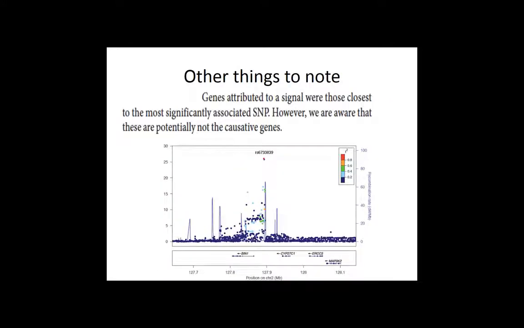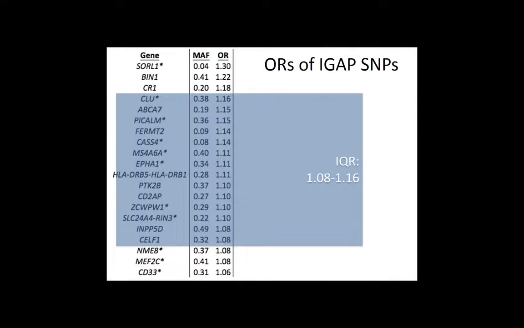And let's see, so this is from the paper. Genes attributed to a signal were those closest to the most significantly associated SNP. We are aware that these are potentially not the causative genes. So the labels and the causation may not be the same.